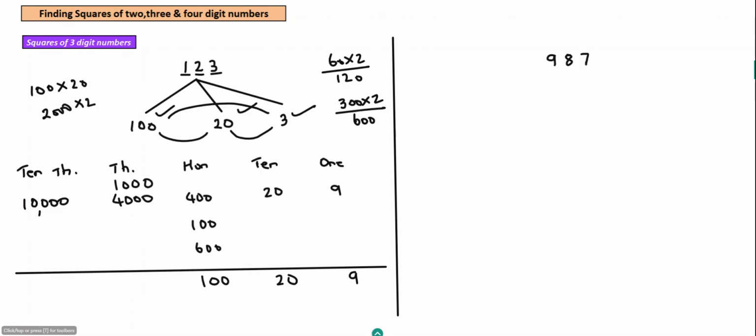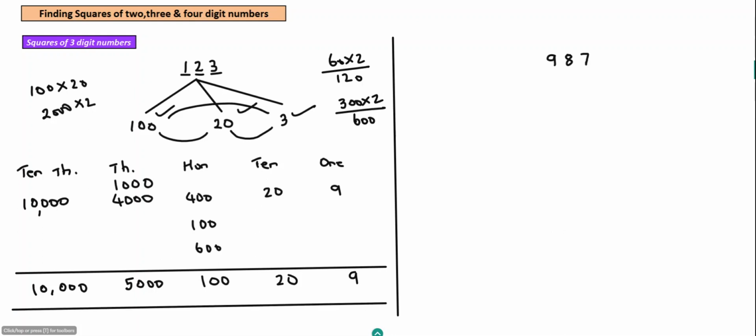So in the thousands column we now have 4000 and 1000, which is 5000 when we add them. And finally in 10,000 we have only 10,000s. So we got the answer, which we can read from this one. It is going to be 10,000, 5,000, that is 15,000, and then 129, which means our answer to this one is 15,129. So this is the square of the number 123.